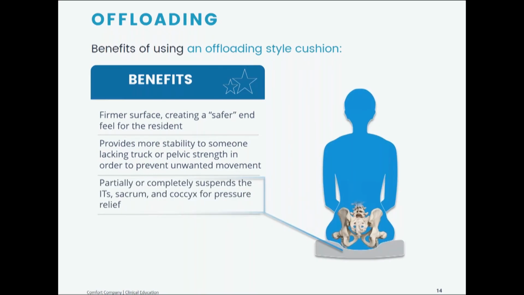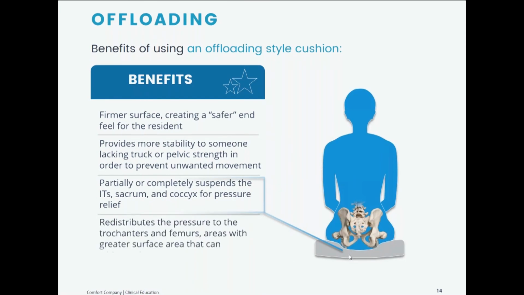As well, because of the contours of the cushion, it develops and delineates a place for the pelvis. It makes an area that's deeper than the rest of the cushion where you can literally partially or completely suspend those at-risk bony areas like the ITs, the sacrum and the coccyx. And it really helps through the contours to load greater surface areas such as the trochanter and down the femur so that we can have optimal offloading.